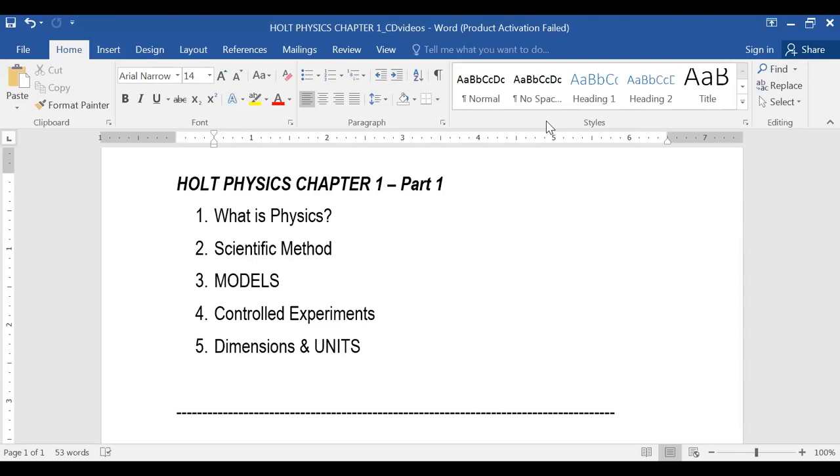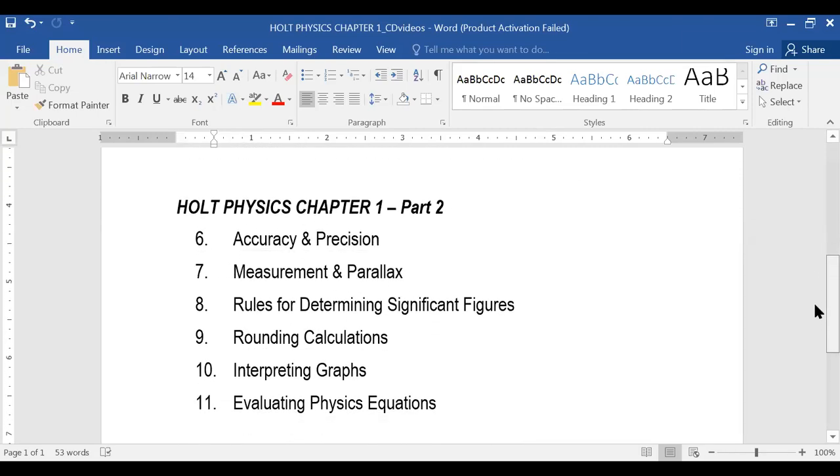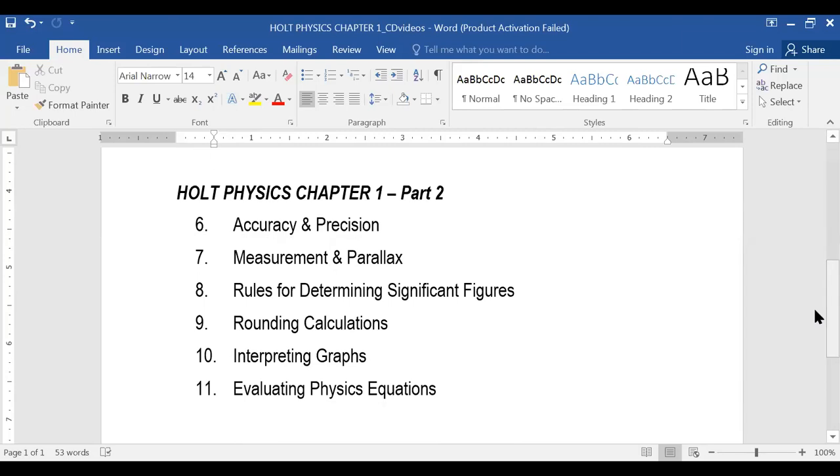In the first part, I showed 5 short videos: what is physics, scientific method, models, controlled experiments, and dimensioning units. In this part, there will be 6 more, specifically accuracy and precision, measurement and parallax, rules for determining significant figures, rounding calculations, interpreting graphs, and evaluating physics equations.